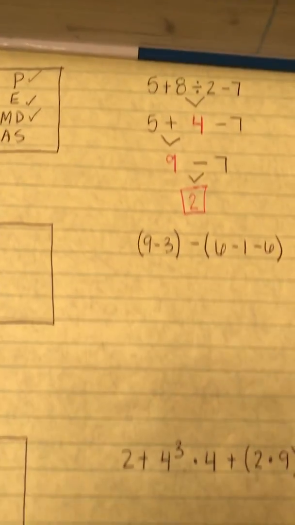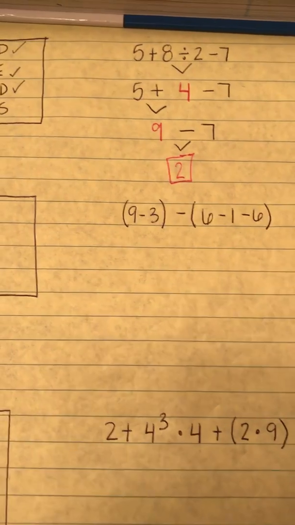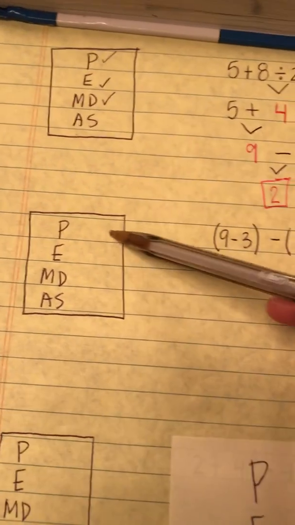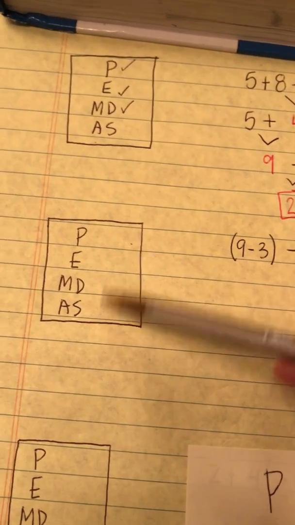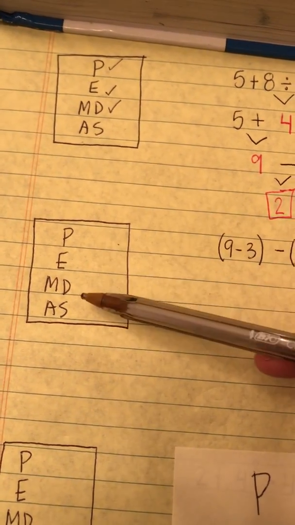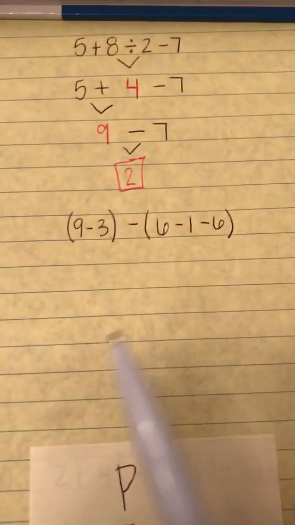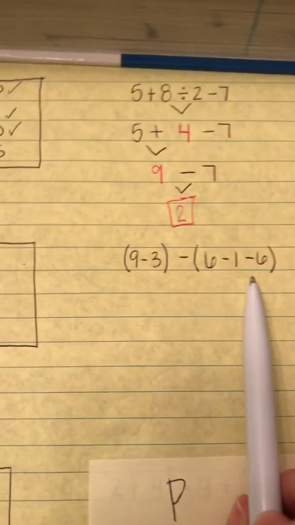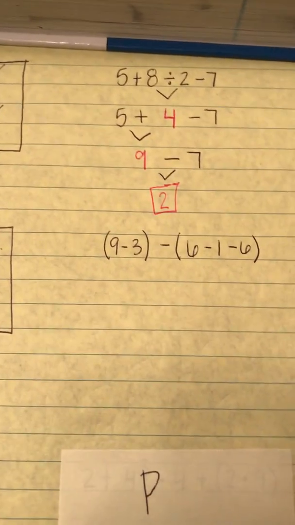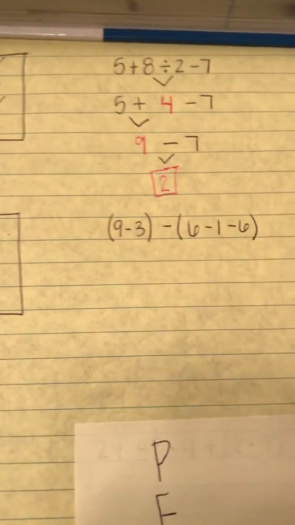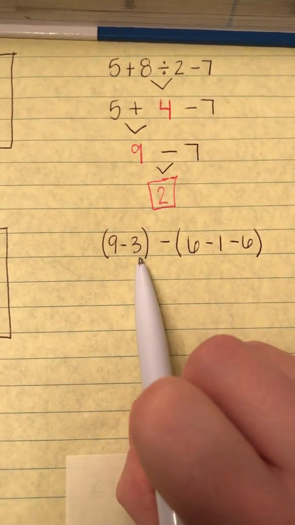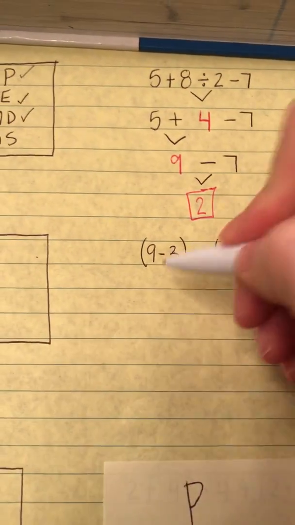Now let's work on here and go down to a little bit trickier problem. I have rewritten my "Please Excuse My Dear Aunt Sally," and I'm going to continue to check off all of the boxes. First one is parentheses, and I see lots of parentheses. When you have more than one parenthesis, you're just going to handle them both kind of at the same time. So I'm going to start with this one, 9 minus 3. 9 minus 3 is 6.